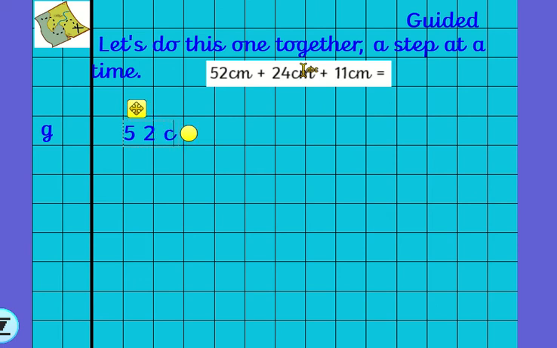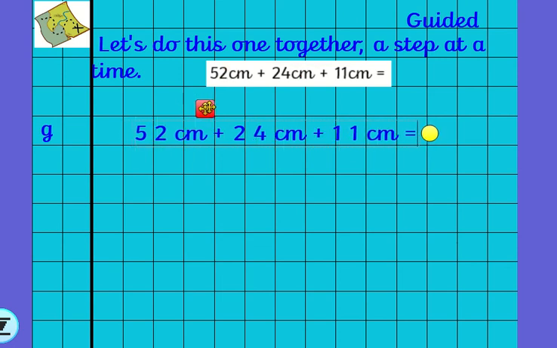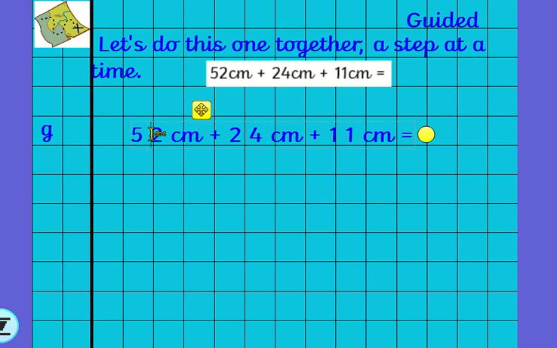So 52 cm add 24 cm add 11 cm equals. So, okay, there it is. We've done that. I've done 1 digit per square more or less. It's difficult for me, I'm sure you can appreciate. You know to do 1 digit per square though, don't you, lovelies?